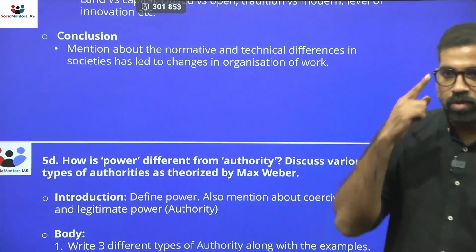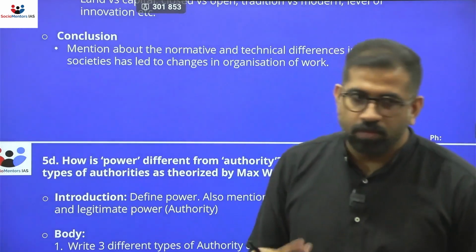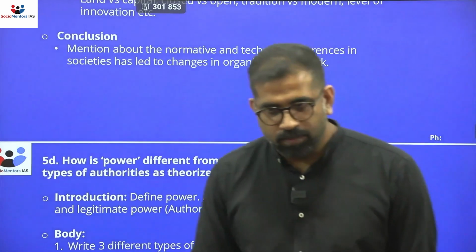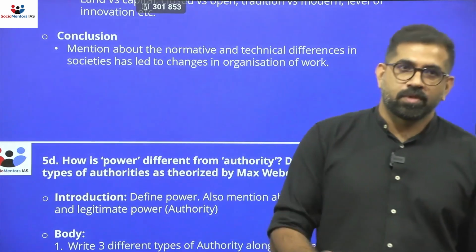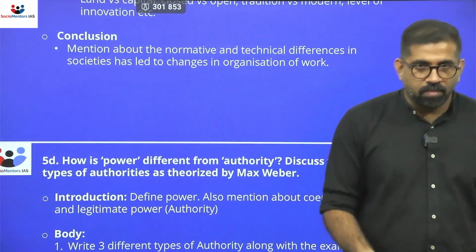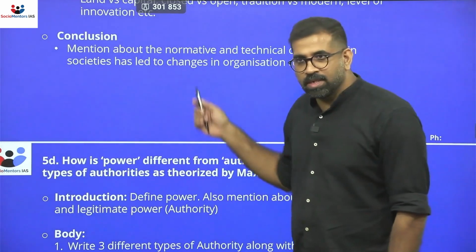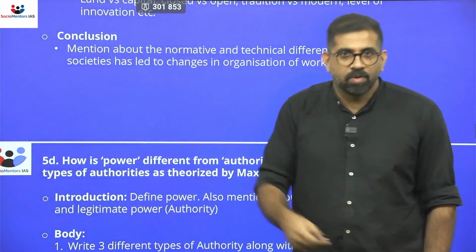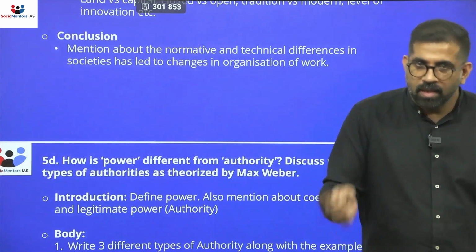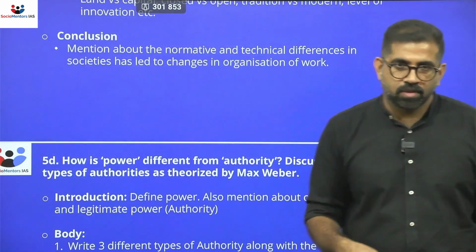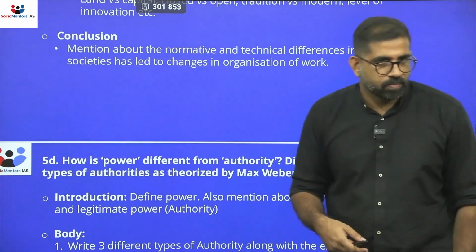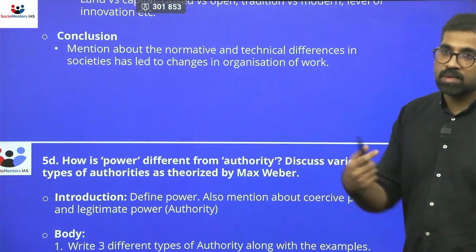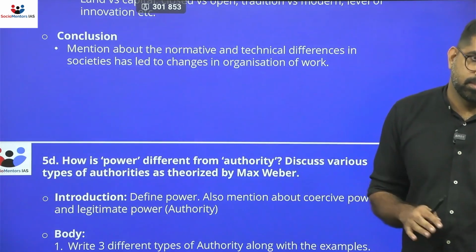Normative aspects lead to the normative structure of society, the norms and values of society, and the technical aspect means the division of labor, technological improvements, etc. So you can mention that the changes in the normative and technical aspects of feudal society and capitalist society have led to changes in the organization of work. Likewise, you can mention the reason why there is a difference. Clear?